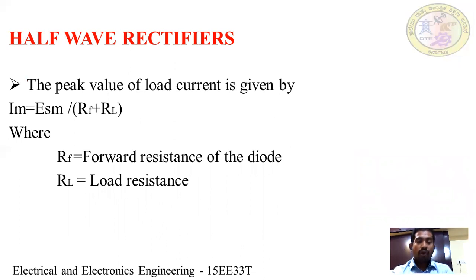The peak value of load current is given by Im equal to ESM divided by Rf plus RL. Rf means forward resistance of the diode, and RL means load resistance.